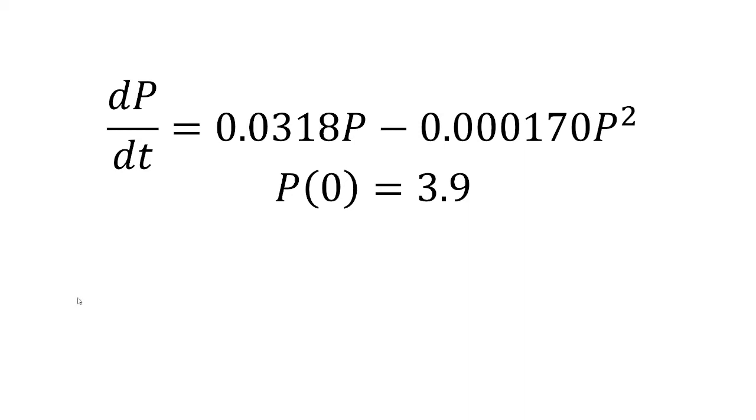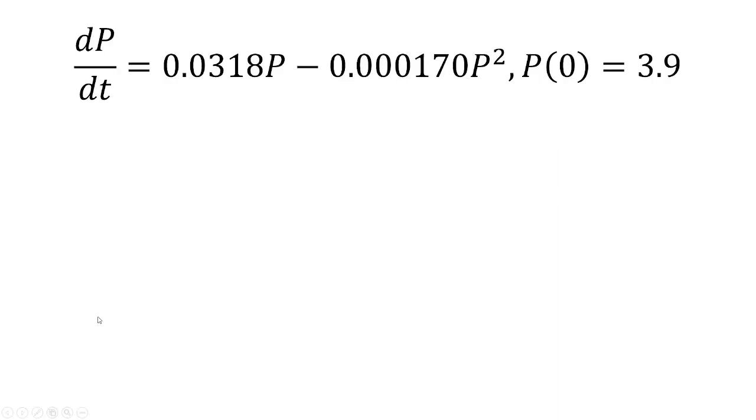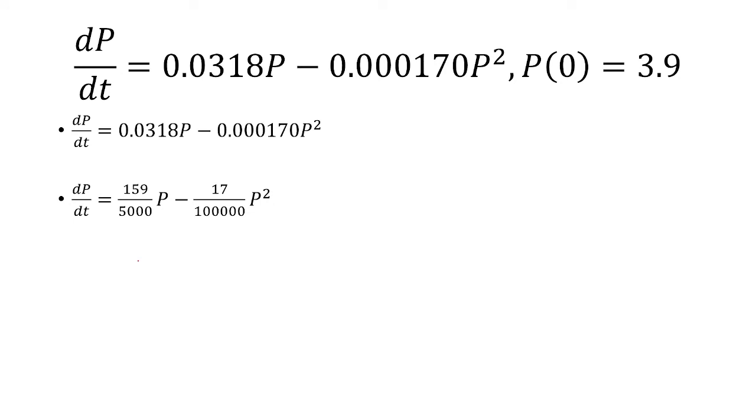In this video, we'll be solving this differential equation given the initial condition that P of 0 is equal to 3.9. So first, I don't like these decimals, so I'm going to convert them into simplified fractions. And so this is looking much better for me to work with. And notice that this is a separable differential equation, so I can divide this entire right side to both sides and then multiply both sides by dt.